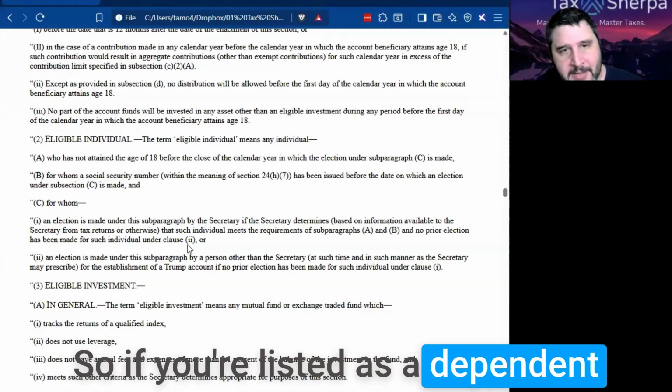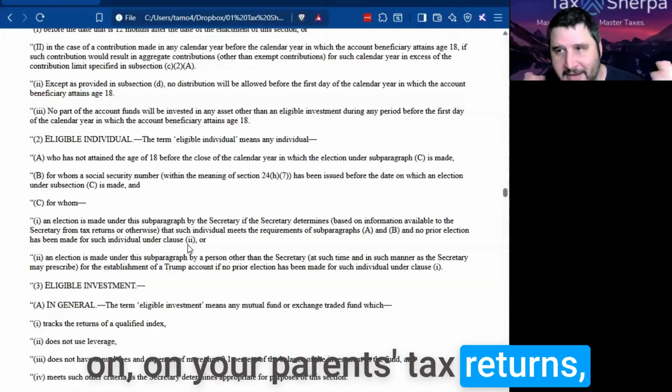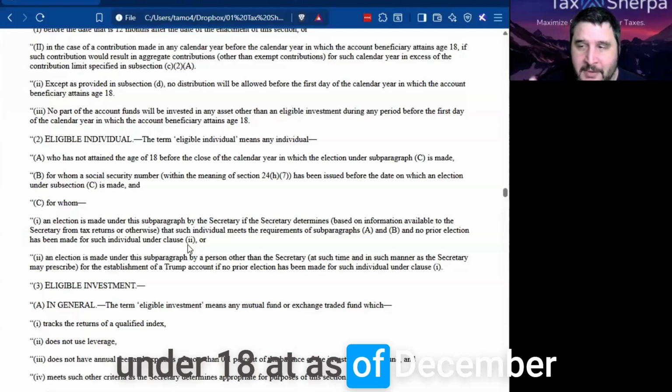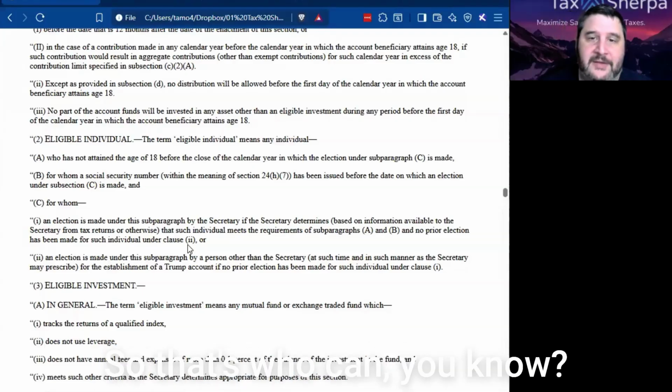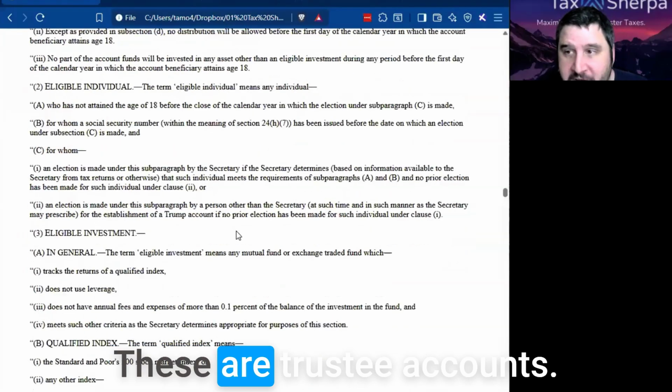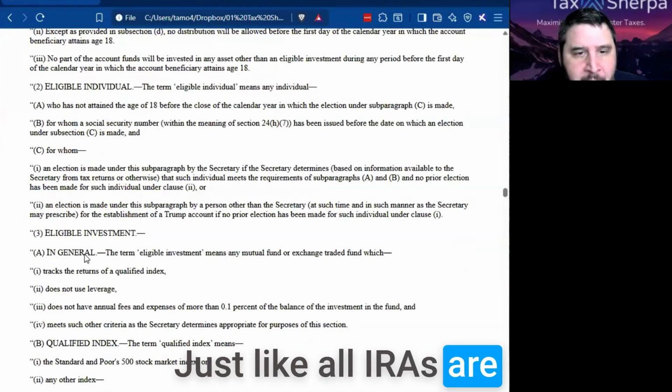So if you're listed as a dependent on your parents' tax returns, that has to be consistent. They've got to have a Social Security number, and got to be under 18 as of December 31st of the year in question. So that's who an account can be opened for, because these are trustee accounts, just like all IRAs are.